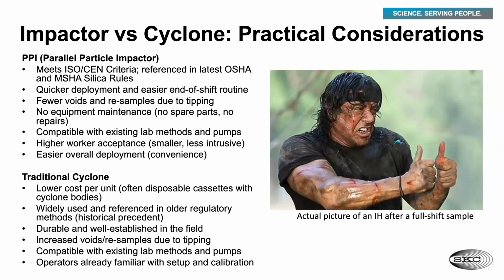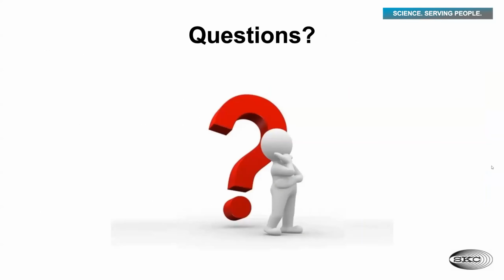You can have some increased voids and resamples due to tipping or not using the grit pot, like we talked about. Additionally, they are compatible with existing lab methods and pumps, and it's something that most industrial hygienists are already familiar with. They're widely taught in colleges around the country and around the world. So with that being said, what questions can I help answer today?